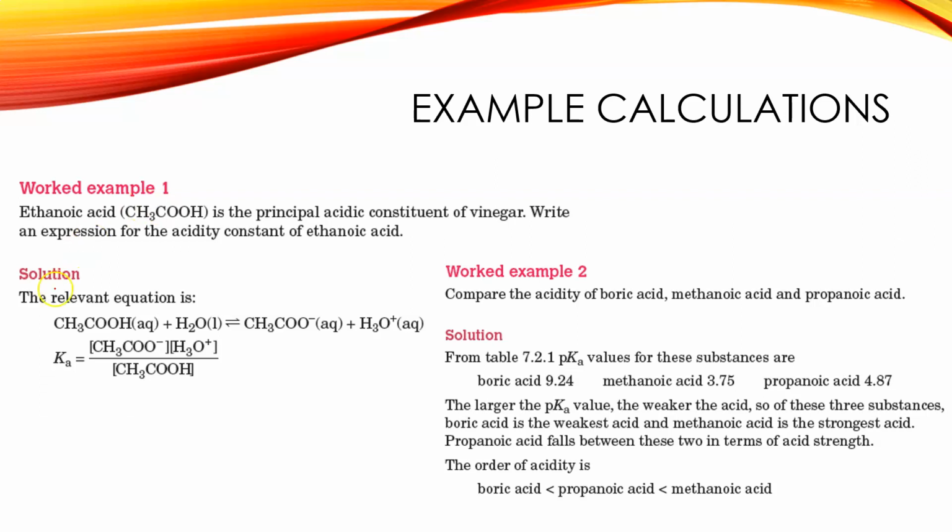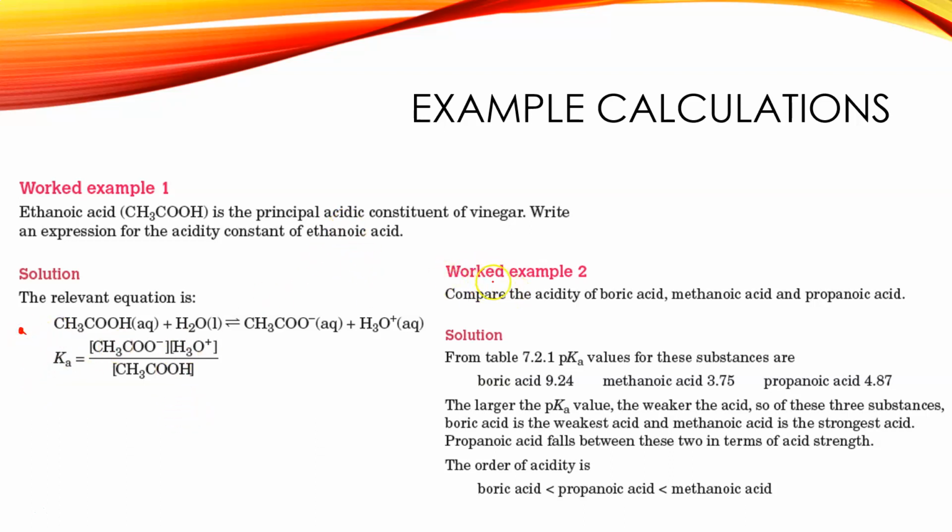The other kinds of things that you can see is these two questions here. So if we look at worked example 1, going on from what we've seen before, ethanoic acid is the principal acid in vinegar. Write an expression for the acidity constant. That's what we've just done there. We first write the equation and then write the expression for the constant. Always remember to write the equation.